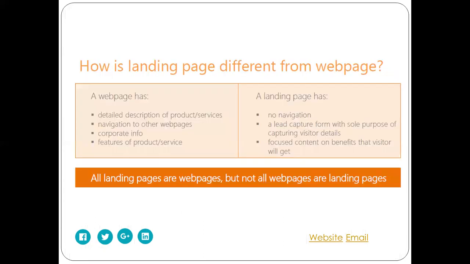How is a landing page different from a web page? Most people get confused about the difference between a web page and a landing page. So this is a small point which gives a better idea. A web page has a detailed description of products or services, and navigation to other web pages. It also has corporate or business info, like the employees of the company, the key people of the company, the existence of the company, and also the features of products and services in detail. There could even be relevant products displayed on a single page.